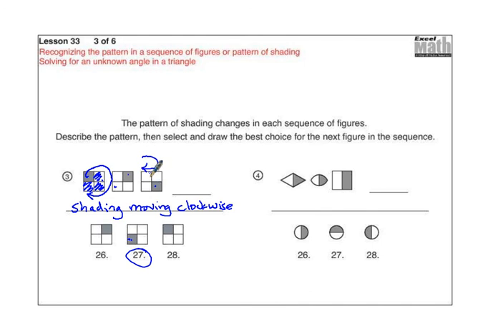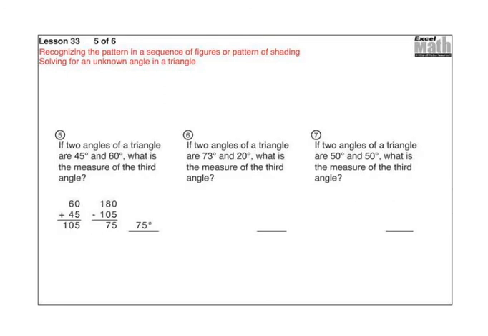All right, and then on this one, you have shading on the right, shading on the right, shading on the right. The only one that has shading on the right is this one, and I would write shading is on right. Your wording doesn't have to be exactly the same, but all right, number 5.